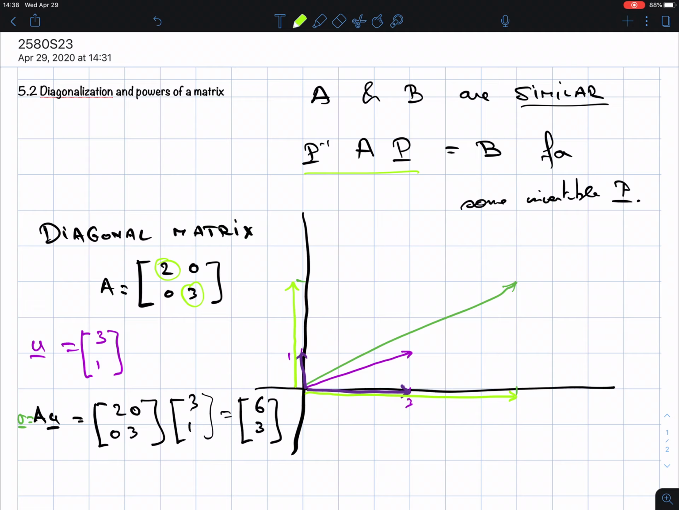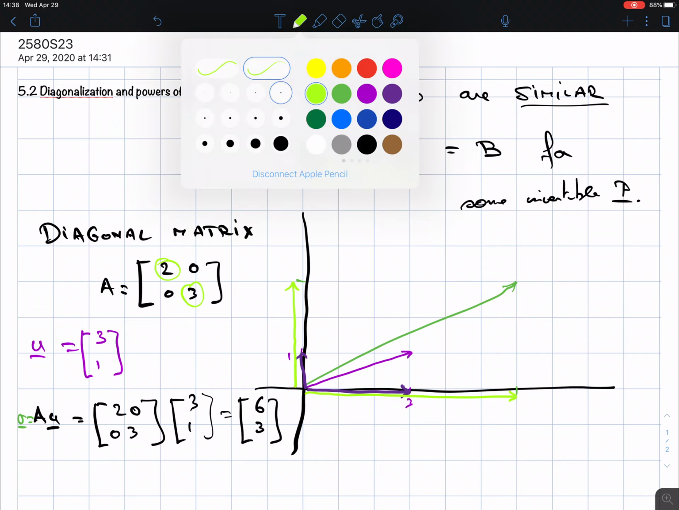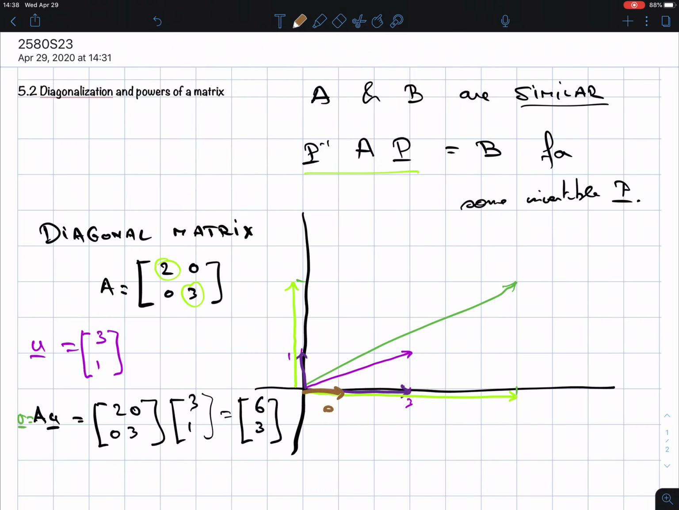Remember, our basis system that we had here, I'll do that in brown, was, if you want, E1 and E2, the two basis vectors, right? And an invertible matrix corresponds to a change of basis, and this then becomes the new matrix in that new basis. So, what does it now all mean?